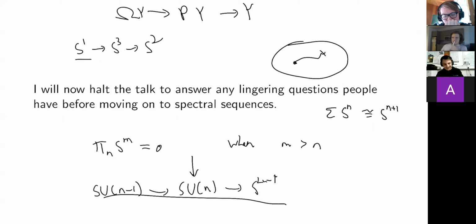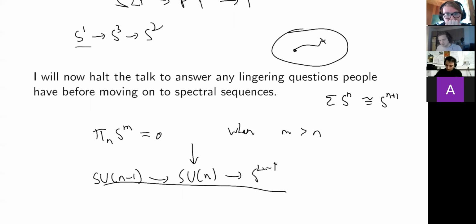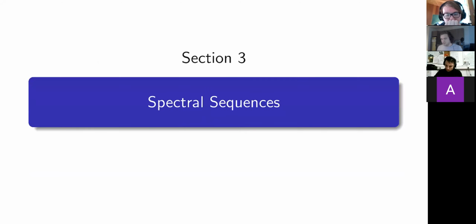Are there any other questions? Alrighty then. I think that was pretty good, so we will move on. Section 3 is spectral sequences. The next slide is intimidating. I'm going to recommend that people only pay attention to the parts I highlight. There's a lot of text, but that's mostly because I want these slides to be something you can reference without me being there.